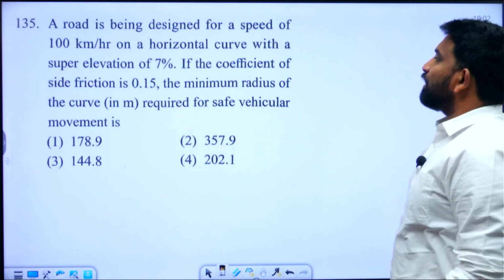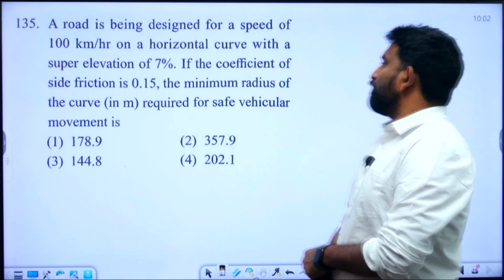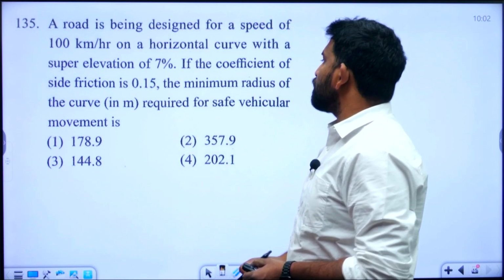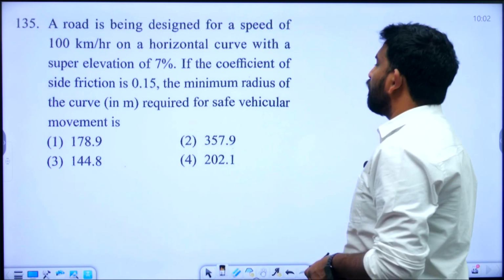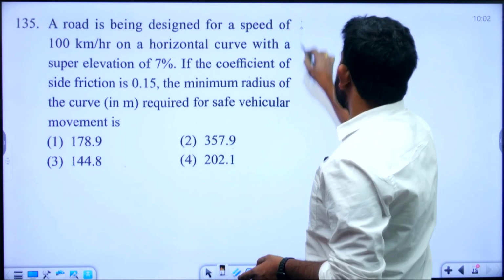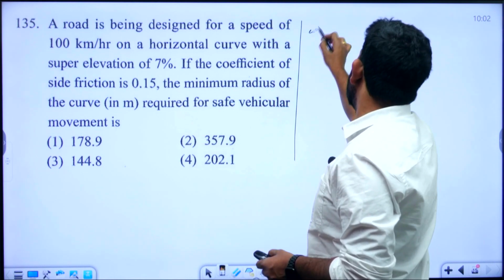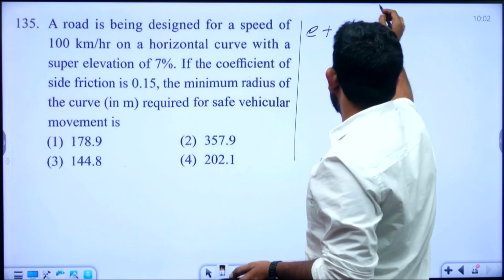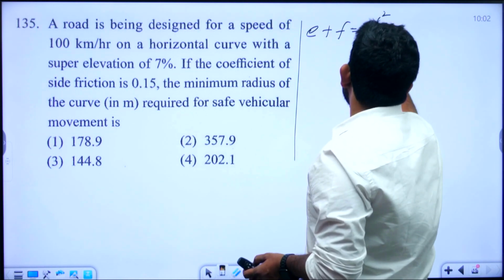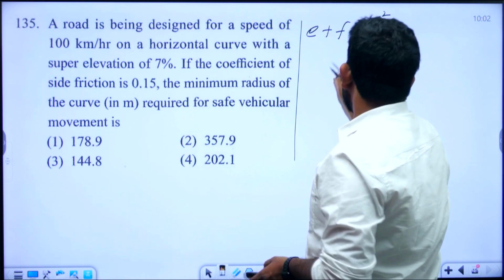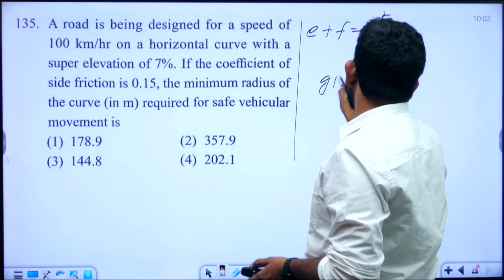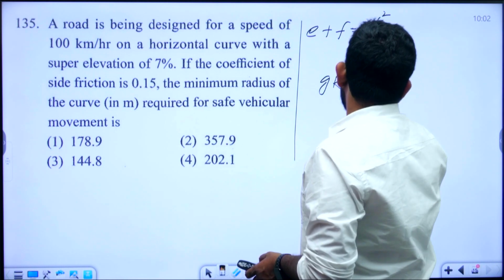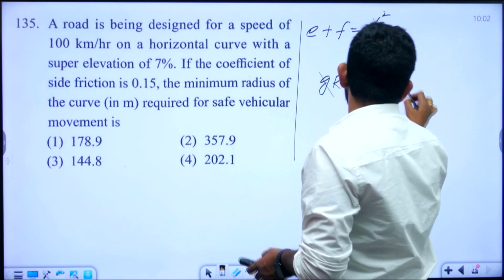A road is being designed for a speed of 100 km/h on a horizontal curve with a super elevation of 0.7%. If the coefficient of side friction is 0.15, the minimum radius of the curve required for safe vehicular movement is dash. This question is about super elevation. The formula is E plus F equals V square upon GR. But we are asked to find the value of R, so R equals V square upon G times E plus F.